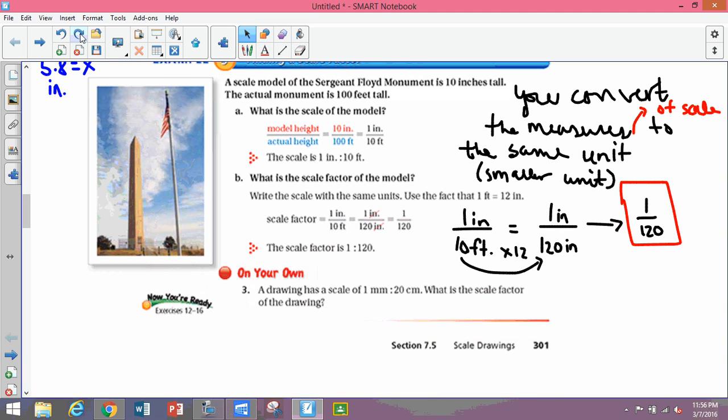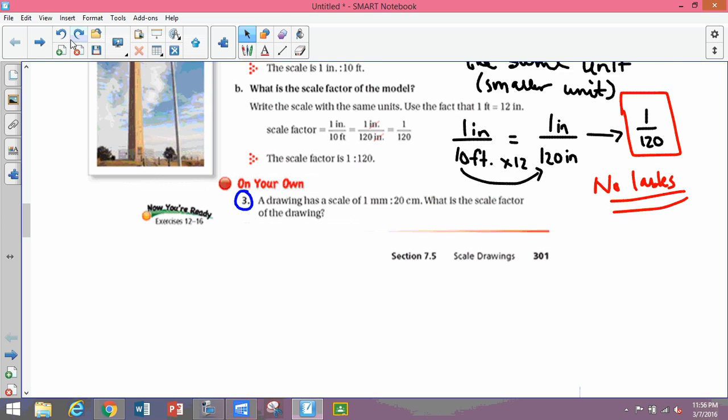Okay, so I would like you to do number 3. Pause your computer and change that scale into the scale factor, meaning the same unit of measure. Pause your computer and do that, and then come back.